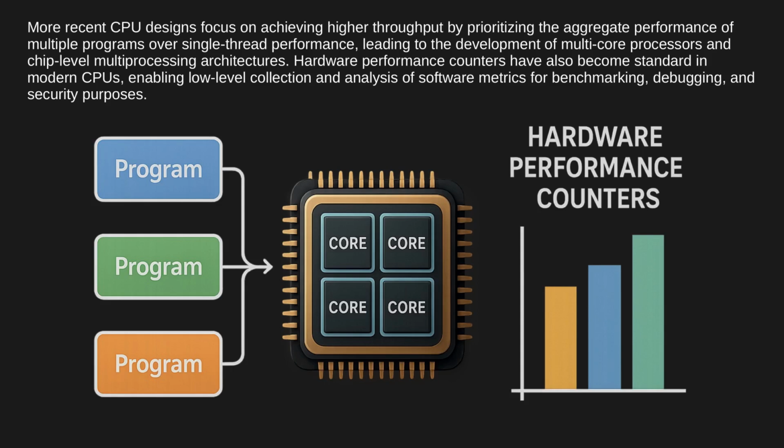More recent CPU designs focus on achieving higher throughput by prioritizing the aggregate performance of multiple programs over single-thread performance, leading to the development of multi-core processors and chip-level multiprocessing architectures. Hardware performance counters have also become standard in modern CPUs, enabling low-level collection and analysis of software metrics for benchmarking, debugging, and security purposes.